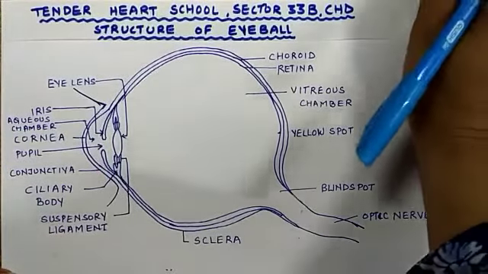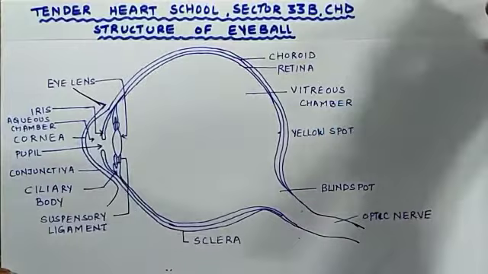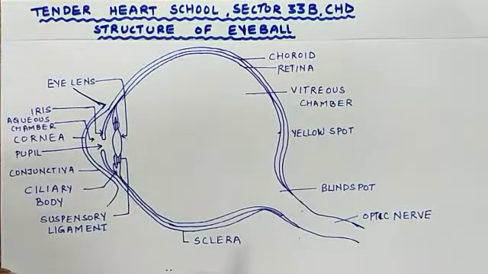So this is all about the structure of eyeball. Children, you have to practice the diagram of eyeball and also learn the functions of each of these parts of the eyeball. That is all, children. Thank you.